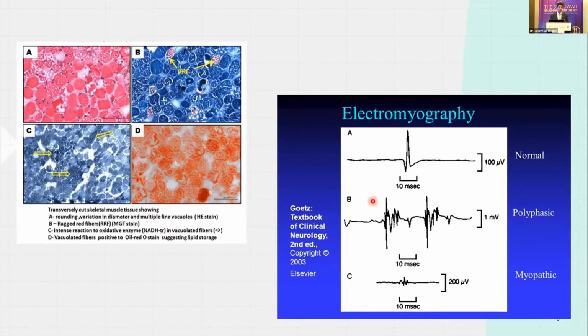When you request an electromyography, you could see the short polyphasic motor unit potentials compared to the normal, and the large polyphasic MUPs. And you know it's large because this is a microvolt and this is a millivolt, so this is 10 times the height of this. And this is the 200 microvolt.